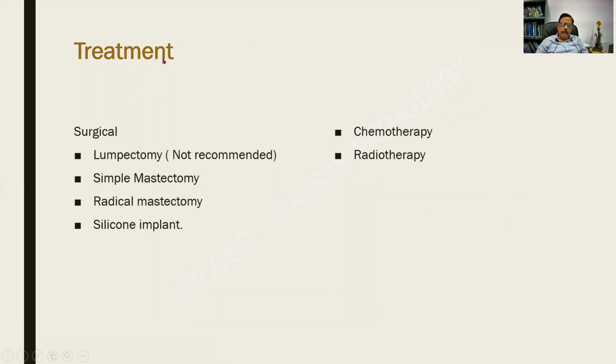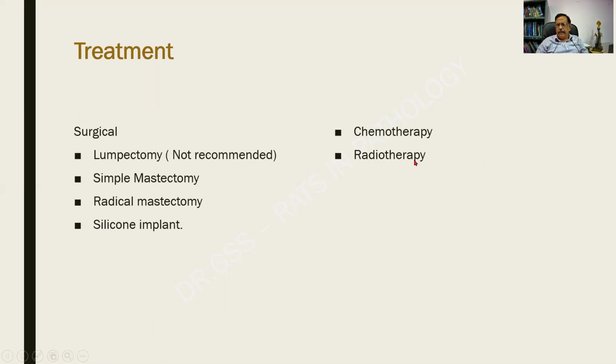And what is the treatment for breast tumors? One is a lumpectomy, not recommended for malignant tumors. Simple mastectomy is removing the breast alone. Radical mastectomy is along with the axillary pad of fat and the lymph nodes. A silicone implant is subsequently done after it, because all said and done, we have to give a social and psychological uplift for the patient, since a silicone implant is part of the treatment.